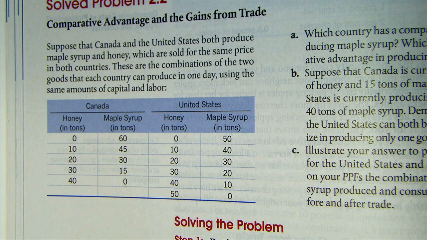Everybody check your work. For the same country, for the different product, it's going to be the inverse. So then for the US, the maple syrup, so if we go from 0 to 10, and I always pick 0 to 10 because that's easiest, you don't have to do any math going this way. You can do 10 to 20. But from 0 to 10, they have to give up 10 tons of honey. 10 divided by 10 is 1.